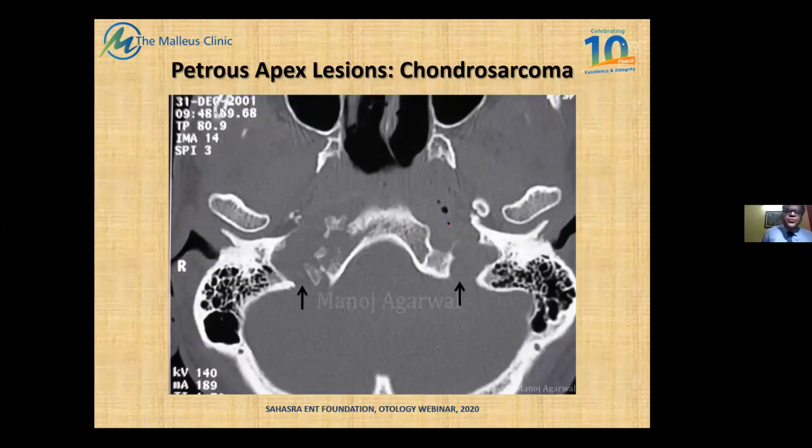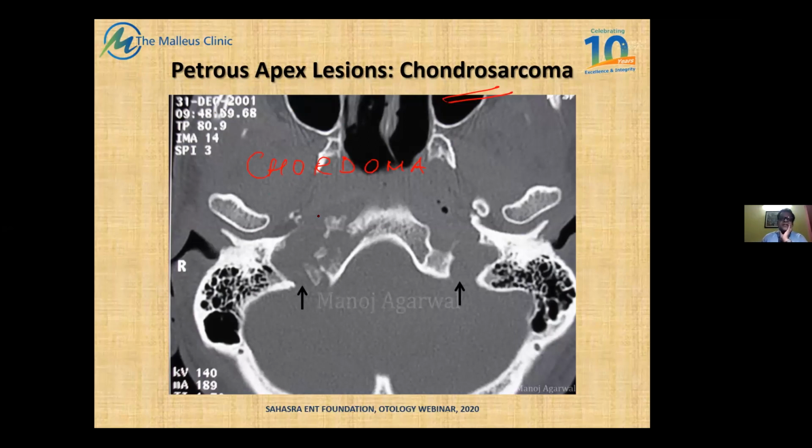This is a chondrosarcoma. Now you need to know about two or three tumors as far as the base of the skull or the middle base of the skull and the clivus is concerned. One is the chordoma, and the other is the chondrosarcoma or the chondroma. The chondrosarcoma is the malignant version, and the chondroma is the benign version. It's the chondrosarcoma which is more common.